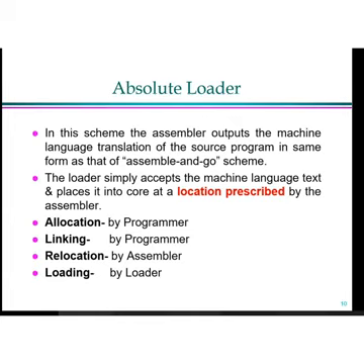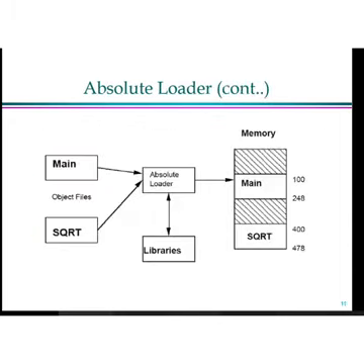So as I said, there are 4 functions performed by the loader: allocation, linking, relocation, and loading. If you observe here, most of the work is done by the programmer or translator. Loading is the only job done by your loader. That's why the size of an absolute loader is very small, and the implementation is also very easy. You have a design of the absolute loader, so we will discuss that.